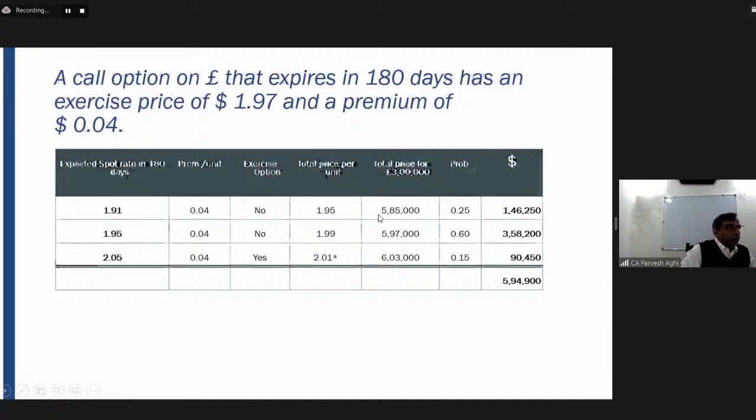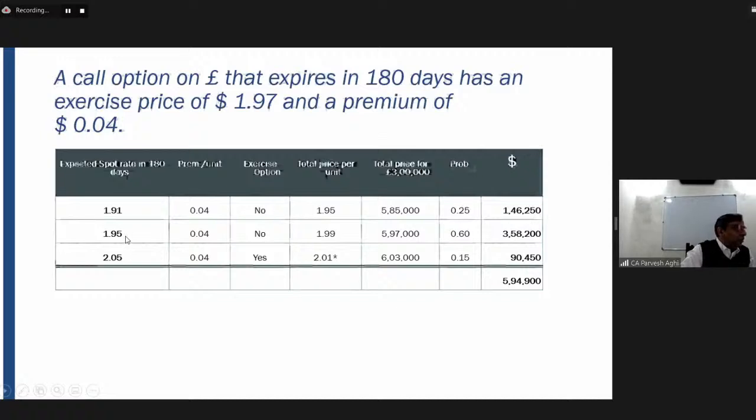Now, if we multiply this with 3 lakhs, we get the outflow in terms of dollars as 5,85,000. And there is a 25% probability of this happening as per the question. So the equivalent of that will be 1,46,240.